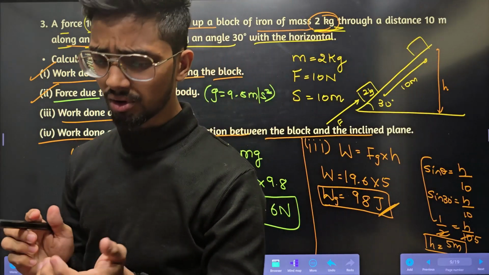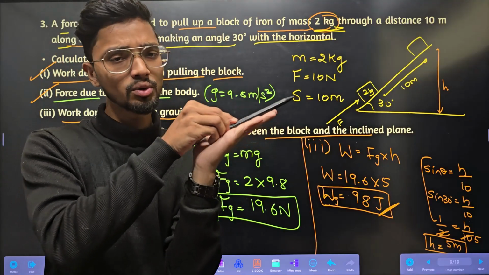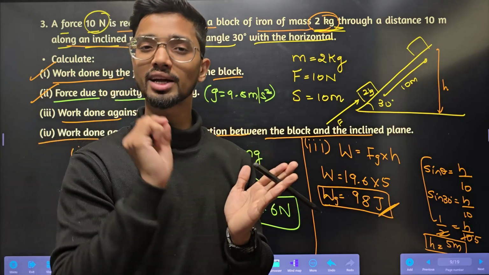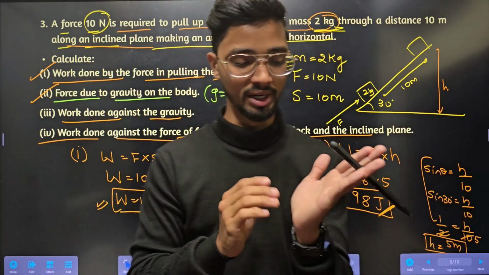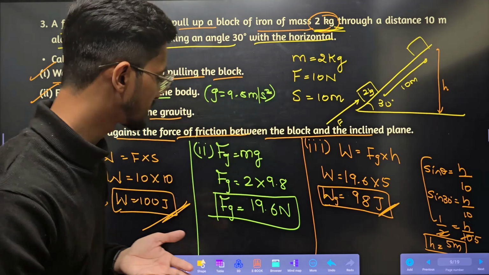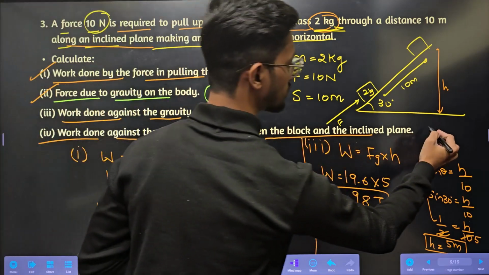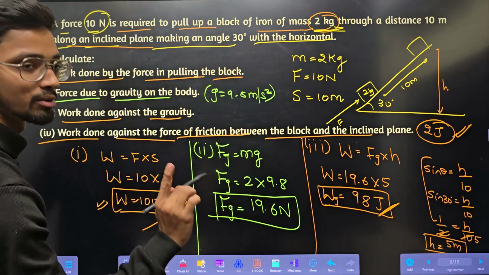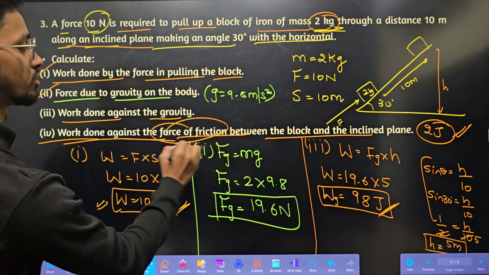Why? Because while moving it from here to here, there is friction on the surface as well, right? So the extra energy loss, that is nothing but extra work to be done, will be due to friction. How much is it? 100 minus 98. That is nothing but 2 joules. Hope you have understood it. We can easily solve this. W minus Wg will be the work done due to the force of friction.